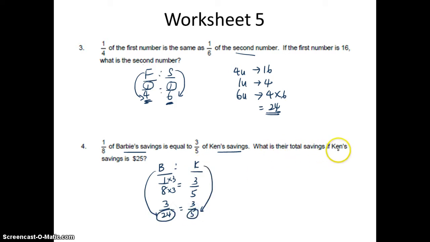What is their total saving if Ken's saving is $25? So 5 units is 25, 1 unit is 25 divided by 5, which is 5. I want to find their total saving. 24 and 5 will be 29 units. So 29 times 5, answer is $145.